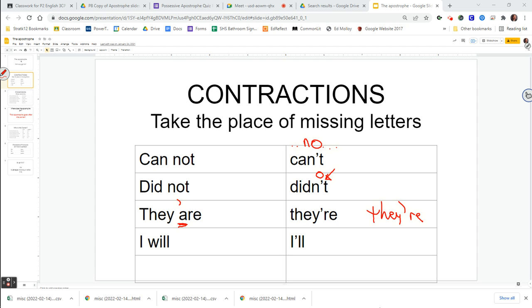Now, they're sounds exactly like their, which is a pronoun, and it sounds exactly like there, which is a place. So anytime you see they're with an apostrophe, it means they are. Anytime you want to write they are, you've got to put the apostrophe in because it's missing a letter. I will turns into I'll because it's missing letters.